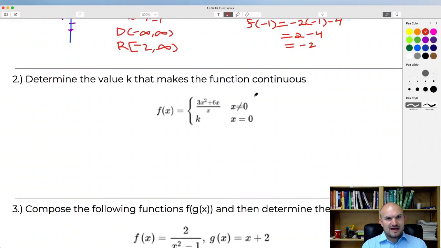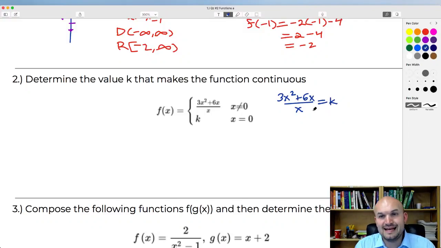Now the next one, determine the value k that makes the function continuous. So what we practiced a lot was, when you have a function you're trying to find a continuous is, set up the equation that you want the two functions to equal to each other. Well, we have an equation here which is just k, and then we have this other rational function here. So I have 3x squared plus 6x divided by x equals k. And if this function is continuous, at k, it's going to be continuous when x is equal to 0.